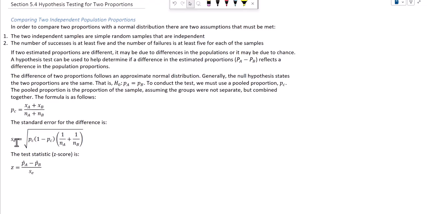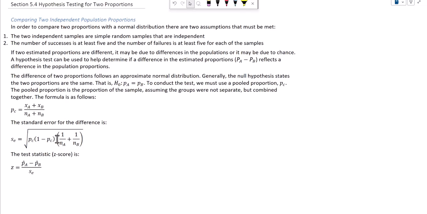That formula sheet that we haven't been using, we're starting to use it now. So we have our pooled proportion successes, and then this is really our pooled proportion failures. So P sub C times 1 minus P sub C, and then we multiply that by 1 over our first sample size plus 1 over our second sample size, and we're doing the square root of that whole thing. That becomes our standard error.